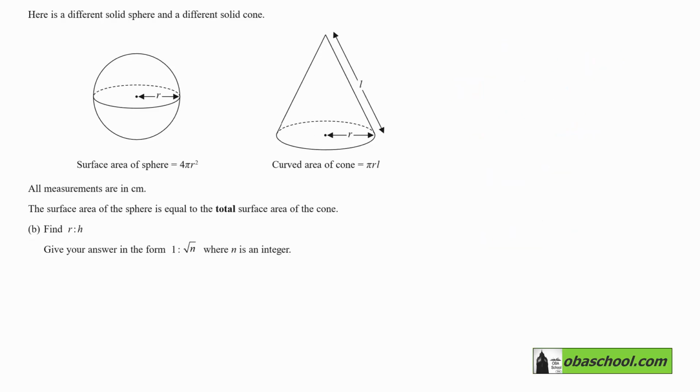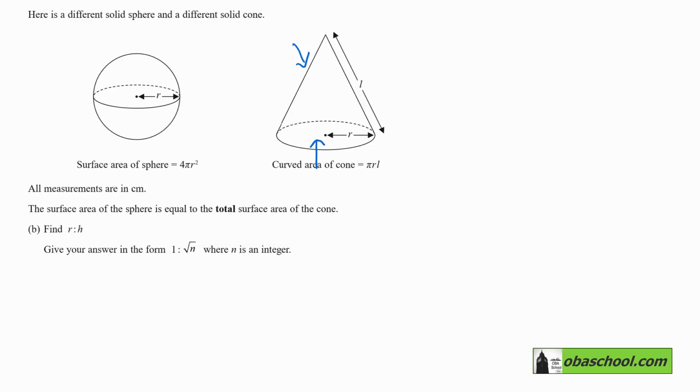Here is a different solid sphere and a different solid cone. We're given the formulas for the surface areas. All measurements are in centimetres. The surface area of the sphere is equal to the total surface area of the cone. That means the curved surface and the circle at the bottom. Find the ratio r to h and give our answer in the form 1 over root n, where n is an integer.